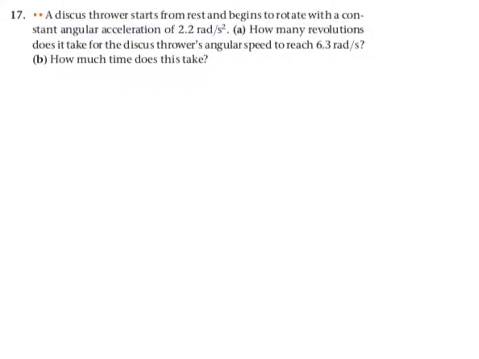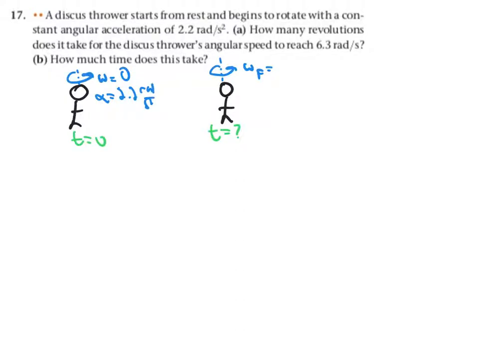Chapter 10, number 17. A discus thrower starts from rest and begins to rotate with a constant acceleration of 2.2 radians per second squared. How many revolutions does it take for the discus thrower's angular speed to reach 6.3 radians per second, and how much time does it take?